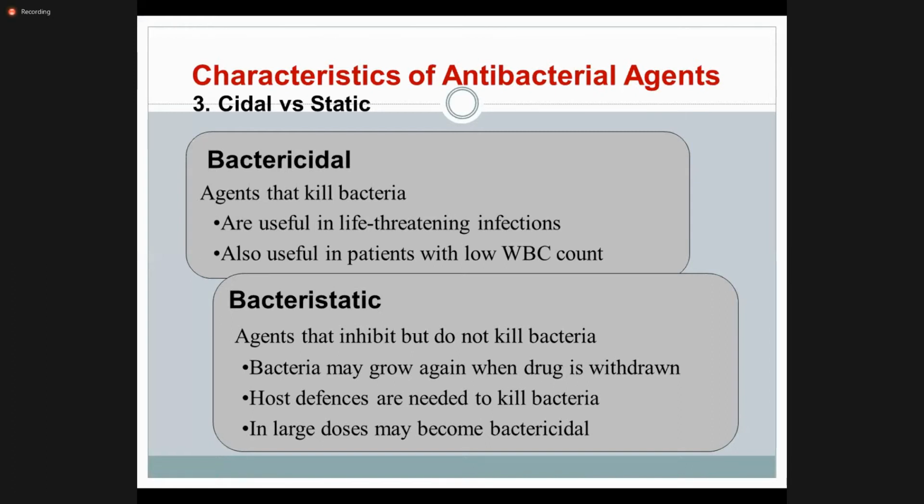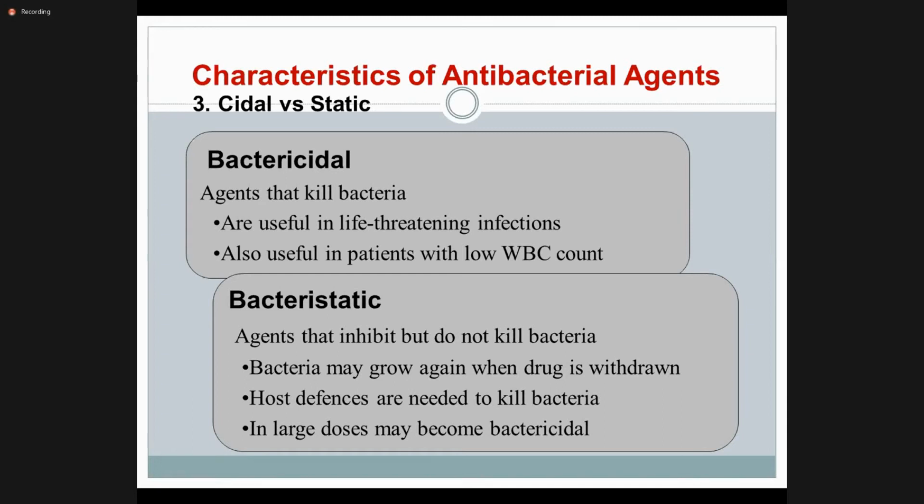So we were talking about the bacteriostatic that inhibit but do not kill bacteria. Bacteria may grow again when the drug is withdrawn. This point we have already explained. Host defenses are needed to kill bacteria, right? So the bacteriostatic antibiotic inhibits the further multiplication of bacteria, inhibits the overburden of microorganism, right? So the remaining bacteria must be killed with the help of the defense mechanism of that patient.